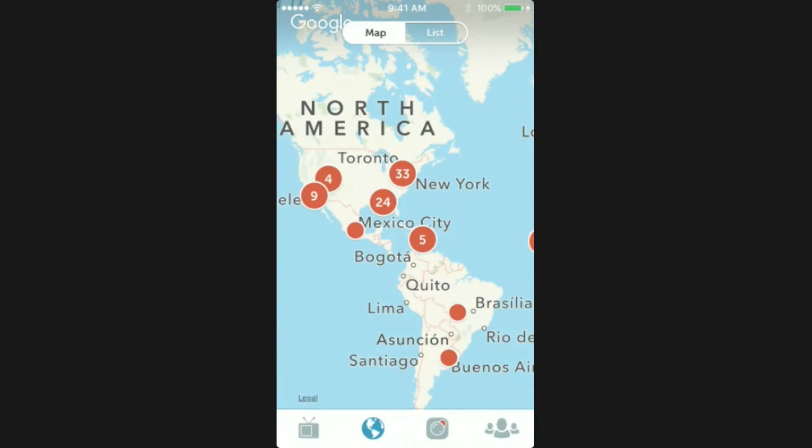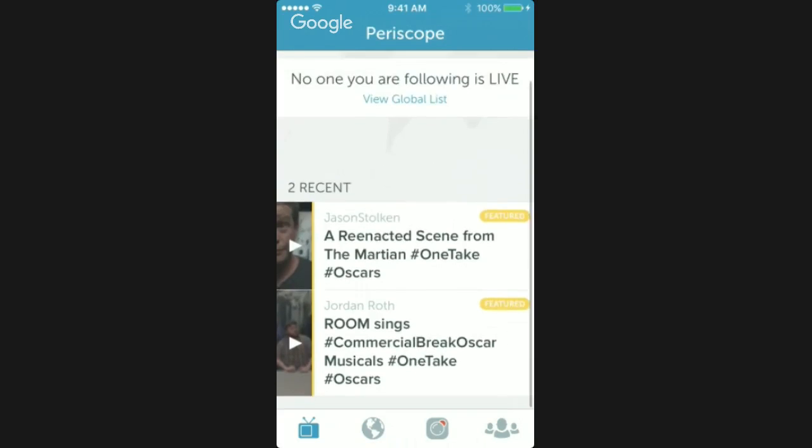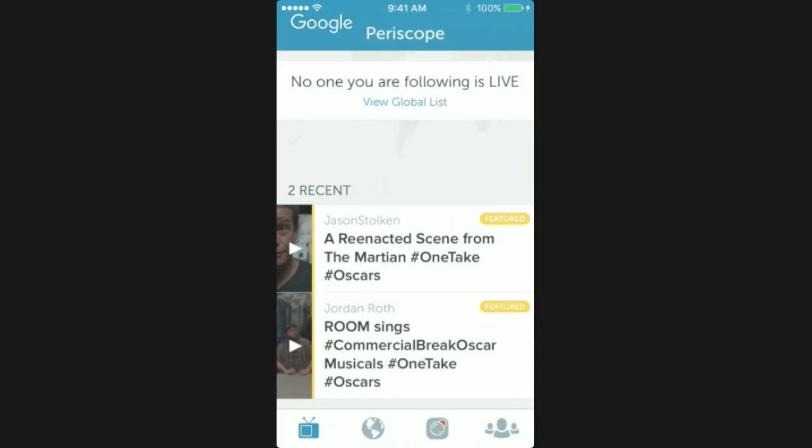Okay, it drops me in the map. As you can see on the bottom, that row, you can see what those icons mean. Let's go over what those icons mean. Okay, let's see here. As you can see, they keep refreshing themselves because I'm on the world. But let's start over here on the little TV screen, if you will. So it says on the top, no one you are following is live. Okay, so I can view global list, and that'll just take me back to that little earth. So there's 2 recent from 2 people that I follow, actually, that are featured.